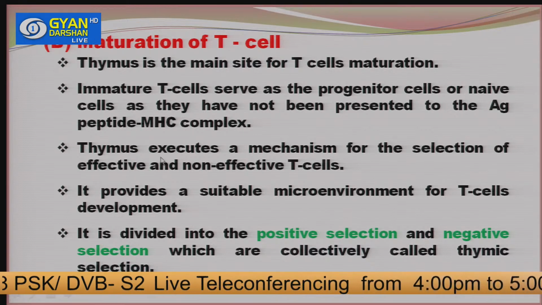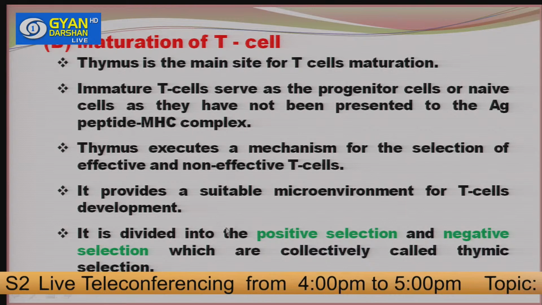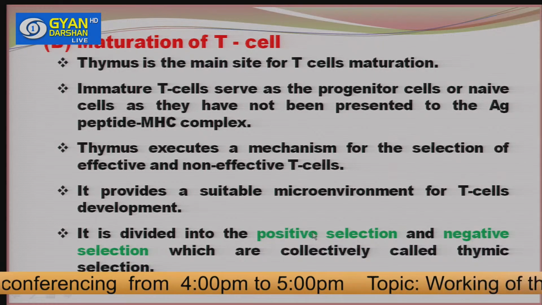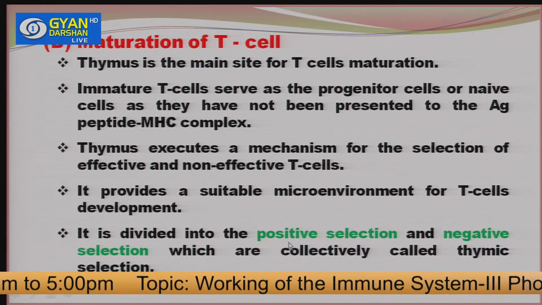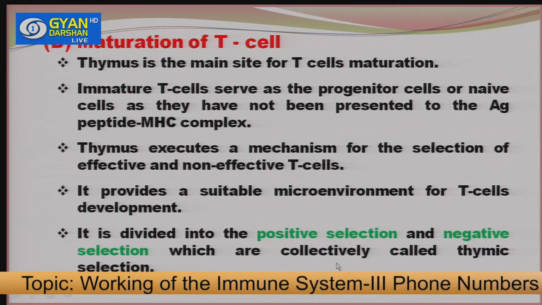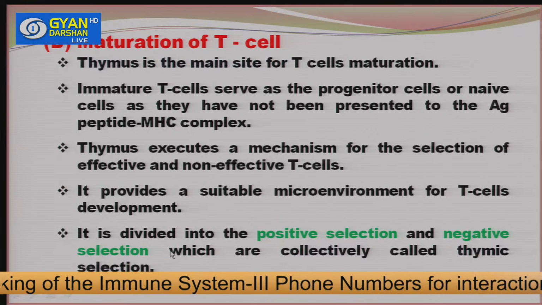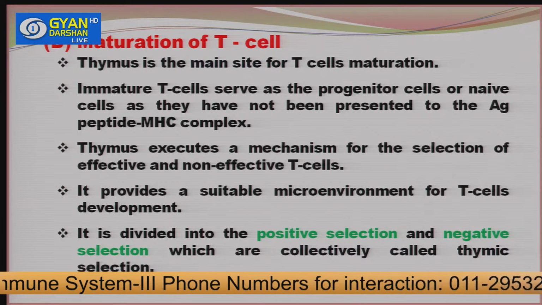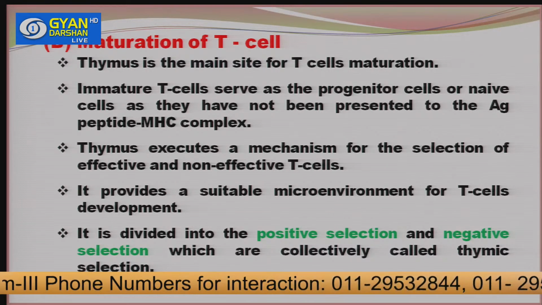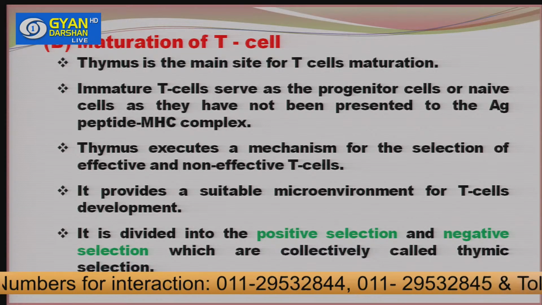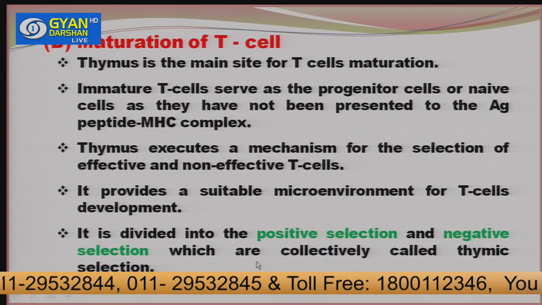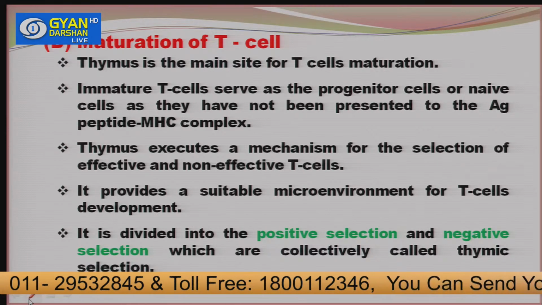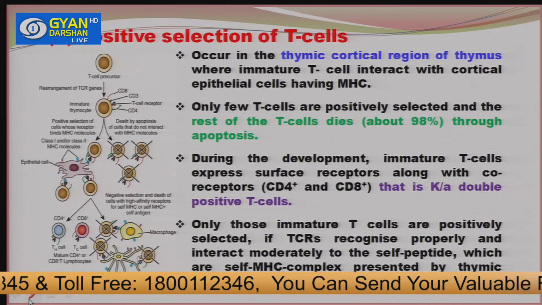So your T cell matures via positive selection or negative selection. It is also known as thymic selection. I want to discuss what positive selection is and what negative selection is, and what the role of positive selection and negative selection is in the maturation of the T cells.